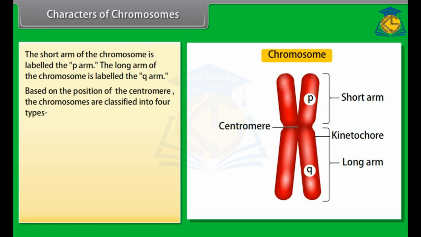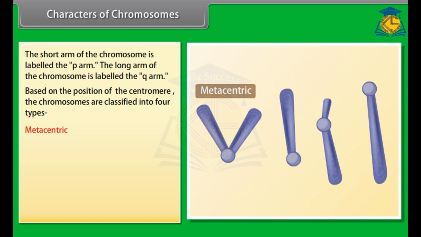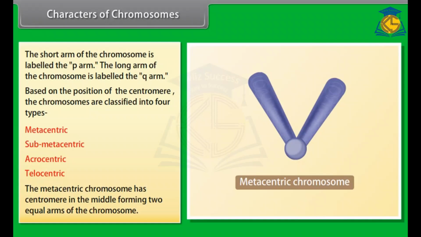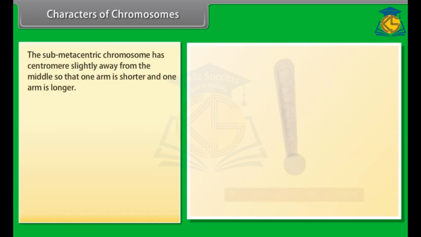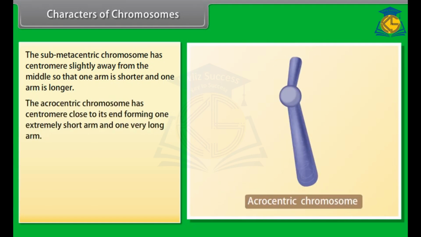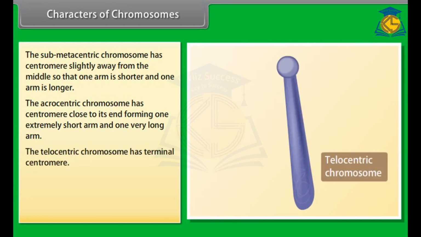Based on the position of the centromere, the chromosomes are classified into 4 types: metacentric, submetacentric, acrocentric, and telocentric. The metacentric chromosome has the centromere in the middle, forming 2 equal arms of the chromosome. The submetacentric chromosome has the centromere slightly away from the middle so that one arm is shorter and one arm is longer. The acrocentric chromosome has the centromere close to its end, forming one extremely short arm and one very long arm. The telocentric chromosome has a terminal centromere.